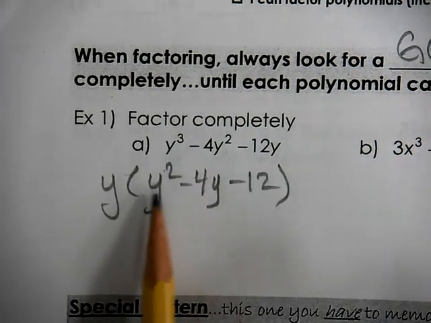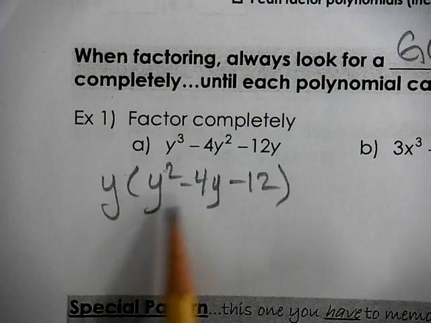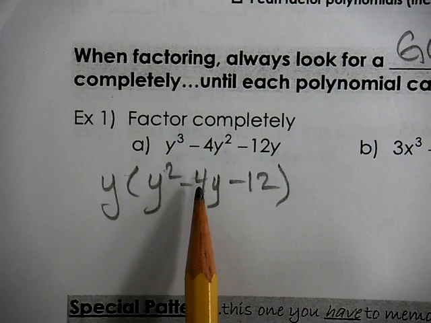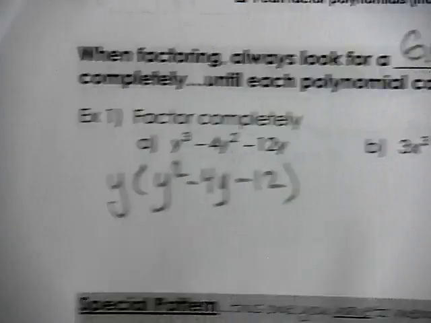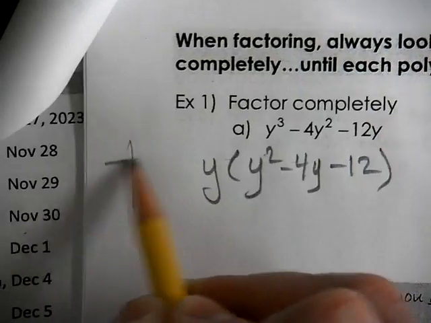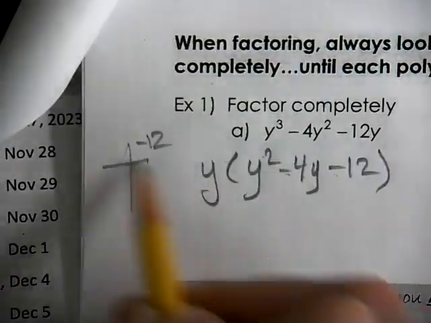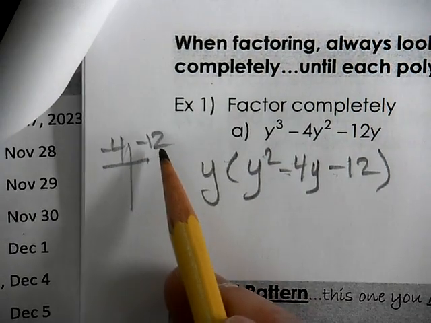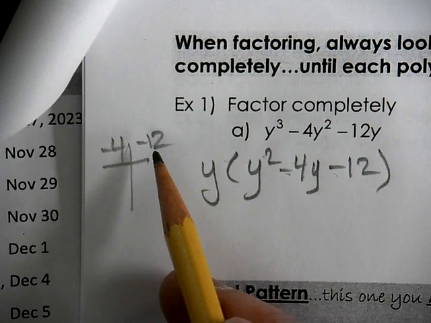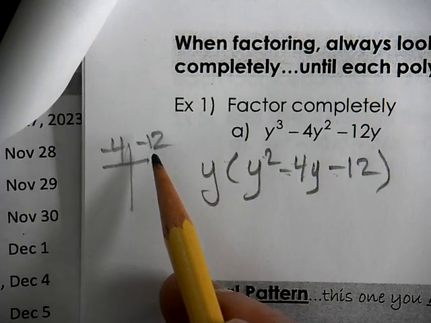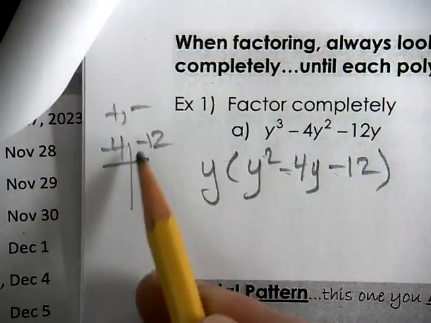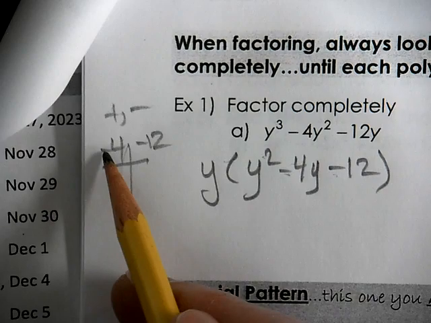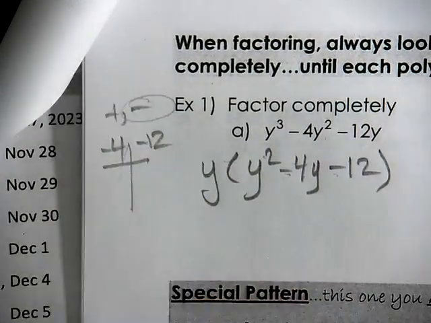Now you got to consider, is this factorable? Is there something that multiplies to be 12 and adds to be negative 4? In your head, you would be thinking about a table, negative 12 and negative 4. What adds to be negative 4 and multiplies to be negative 12? You probably know it by now. You know your 2 signs have to be different to multiply to be negative 12. And your larger number has to be negative to add to be negative 4.